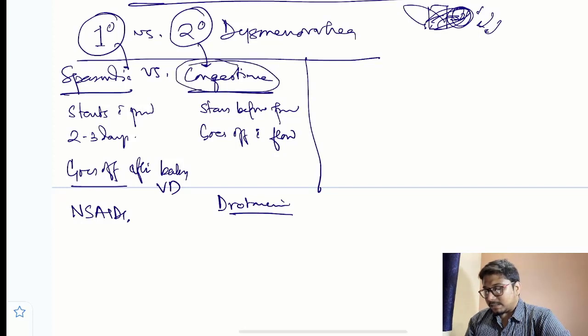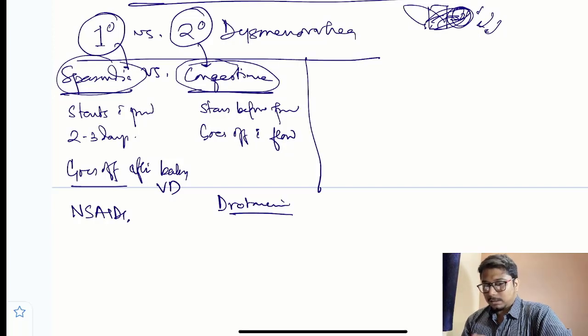Remember, most congestive dysmenorrheas are secondary and most primary dysmenorrheas are spasmodic, but the definitions are not equivalent.